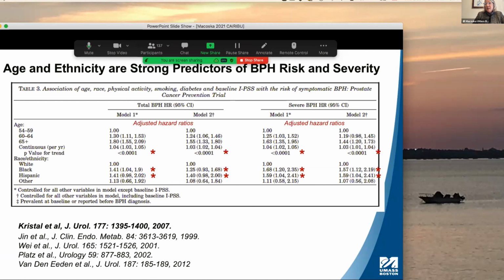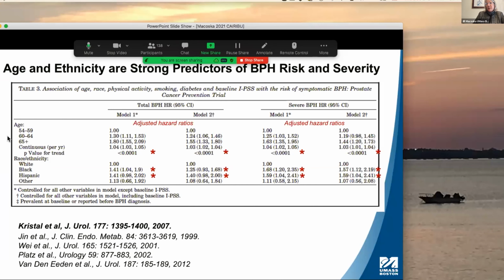There have been several studies, not that many though, if you look them up in PubMed. This one I'm going to show you is from Crystal et al., but there are others that pretty much support the results of this one. And here, what they're looking at are predictors of BPH risk and severity. And they've got two models here. One is where they controlled for all other variables in the model except baseline IPSS, that's model 1. And one where they controlled for all the variables, including IPSS.